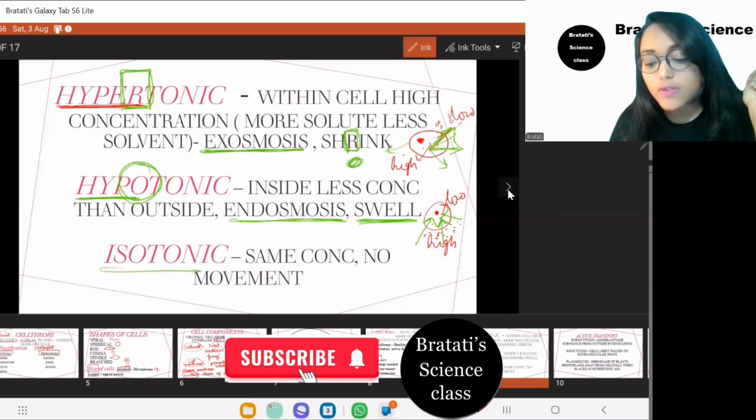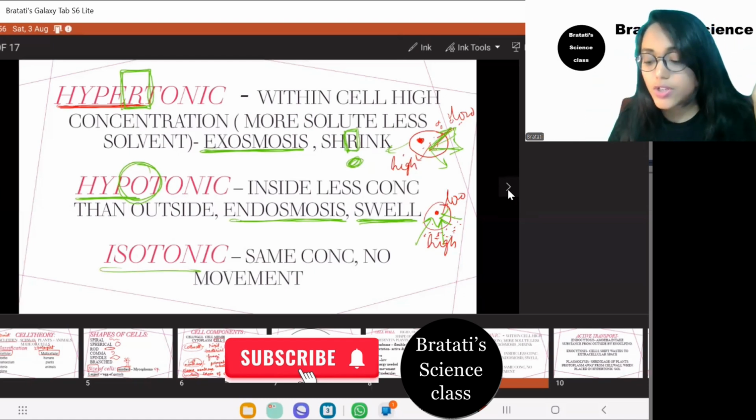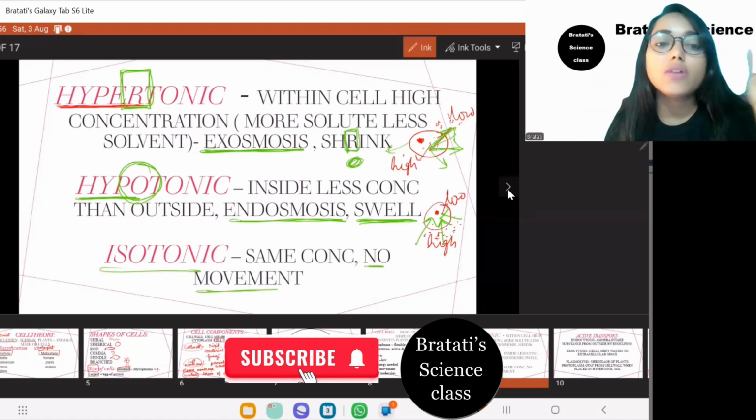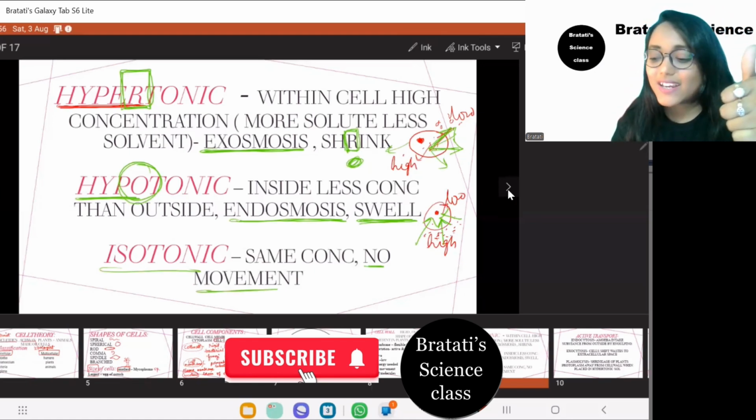Another kind of solution can be isotonic, where outside and inside the cell have the same concentration, so there is no movement of the solvent. Those kinds of solutions are called isotonic, right?